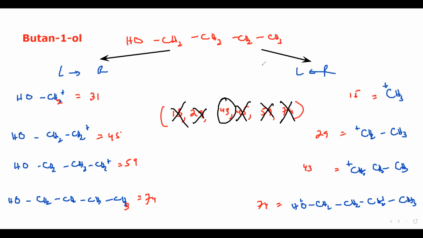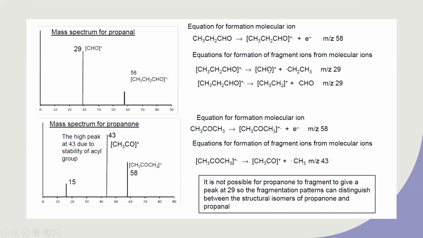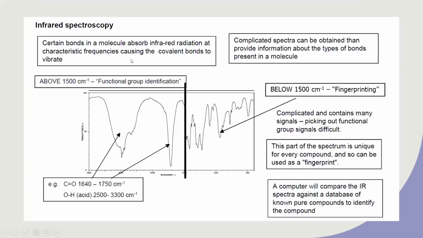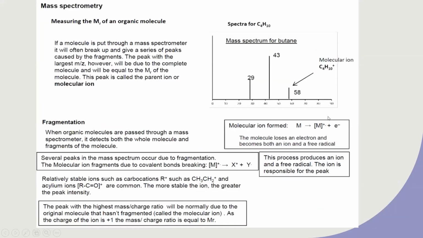So it is important that you work out the different fragments and identify their mass, and according to their mass, you can work out the fragments which can be used to distinguish between different types of compounds. So these are examples like the mass spectrum of propanol and propanol. Any question or doubt till this point?